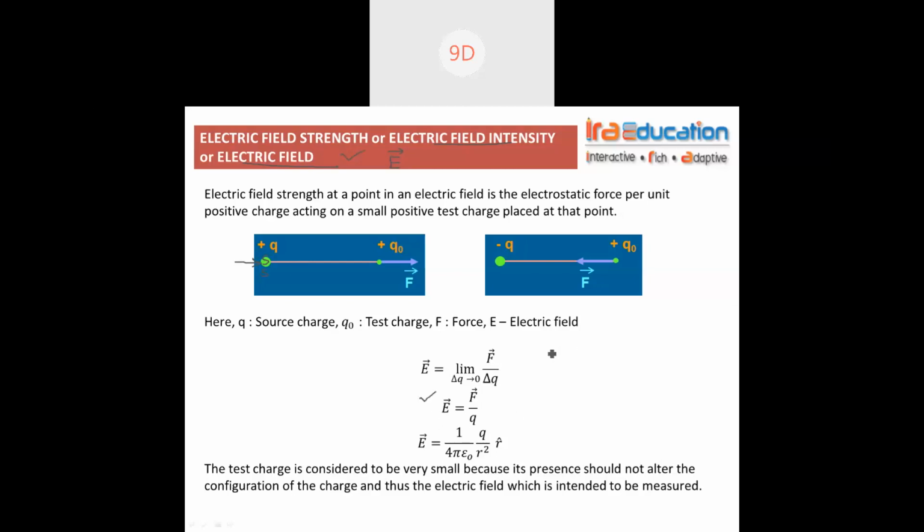Now let's take the force formula. Force is 1 by 4 pi epsilon naught, q, I'm going to leave this source charge as q, and the other one I'm naming q1, q1 by r square. Electric field is force per unit charge. This q1 and this q1 will cancel, so you are left with 1 by 4 pi epsilon naught, q by r square. No need of this right now; it's just a unit vector.